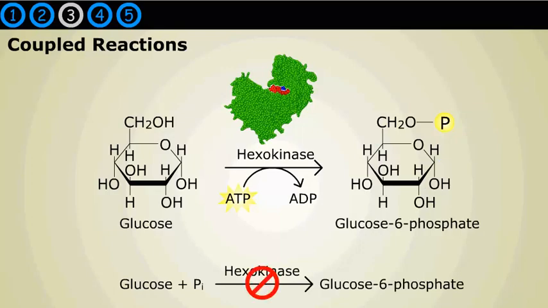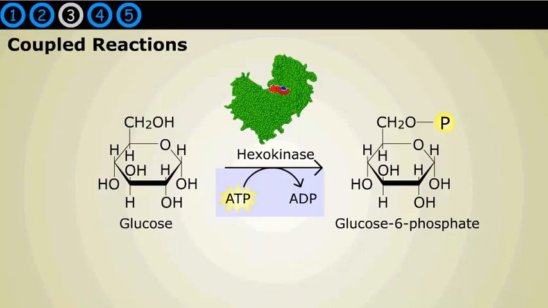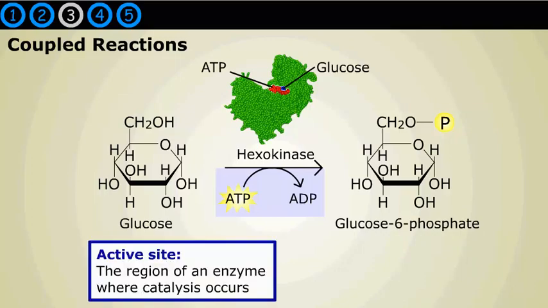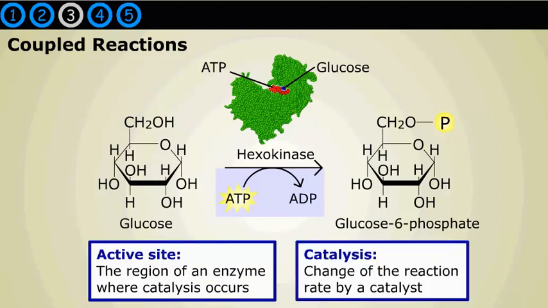Hexokinase can't phosphorylate glucose directly because the free energy change is positive, so it couples glucose phosphorylation to ATP hydrolysis. To couple these reactions, hexokinase has a binding site for ATP and another for glucose. This is the enzyme's active site, where catalysis occurs. Catalysis is the change in the reaction rate by a catalyst.